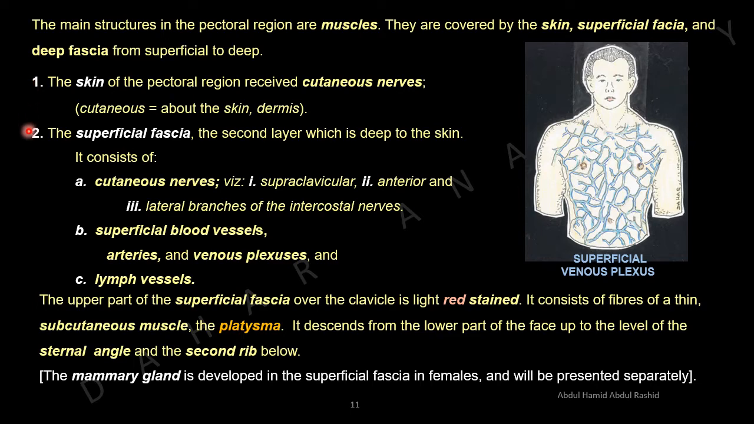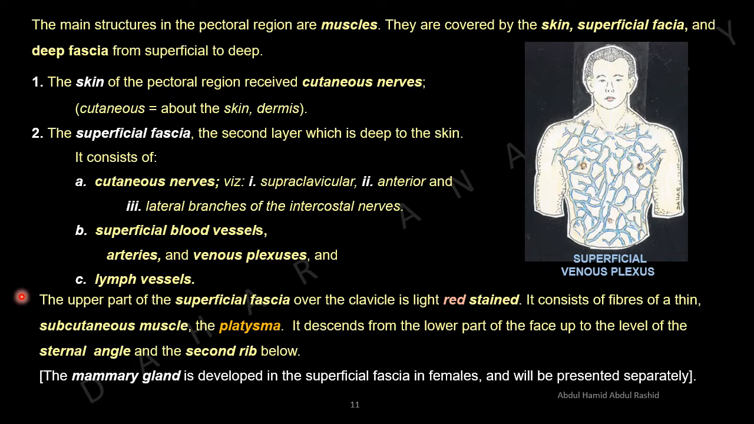Number 2. The superficial fascia, the second layer which is deep to the skin, consists of: A. Cutaneous nerves. They are supraclavicular nerves, anterior and lateral branches of the intercostal nerves. B. Superficial blood vessels, arteries and venous plexuses. And C. Lymph vessels. The upper part of the superficial fascia over the clavicle is light red stained.